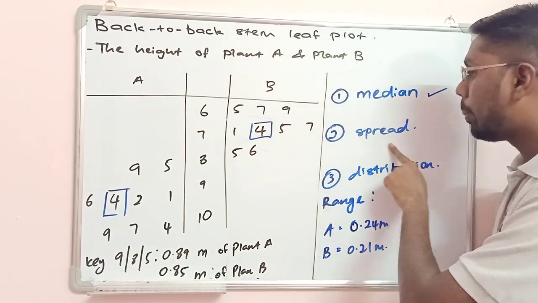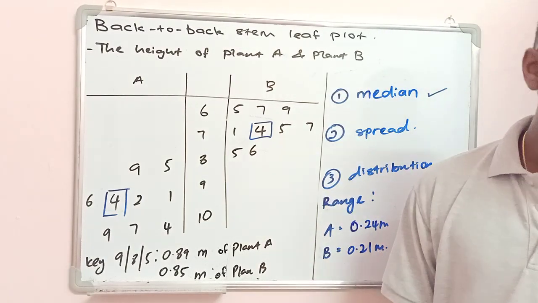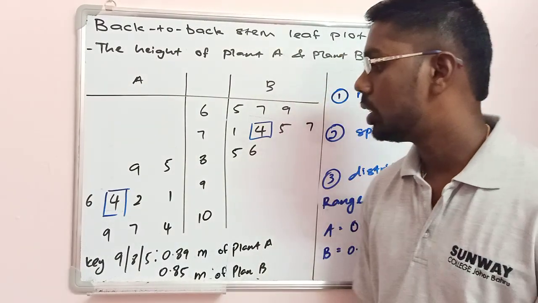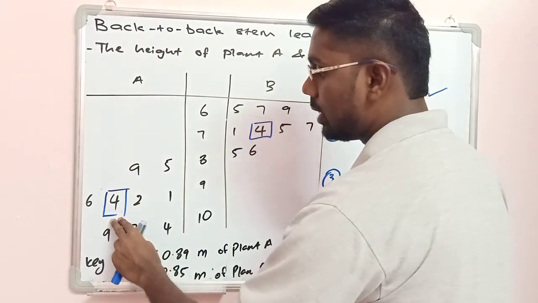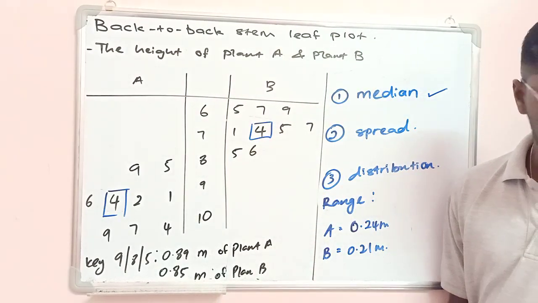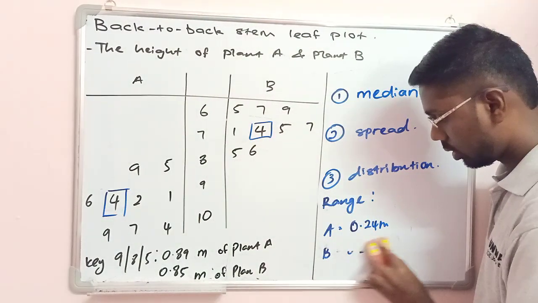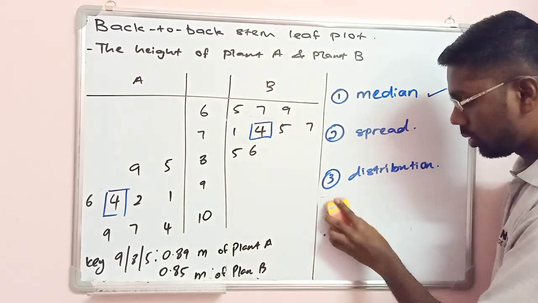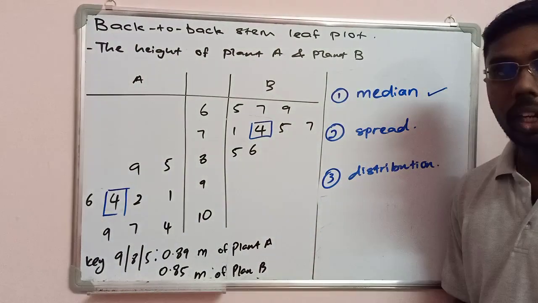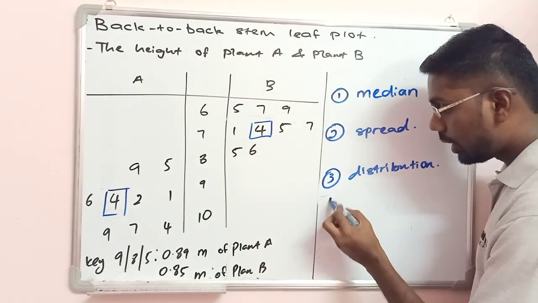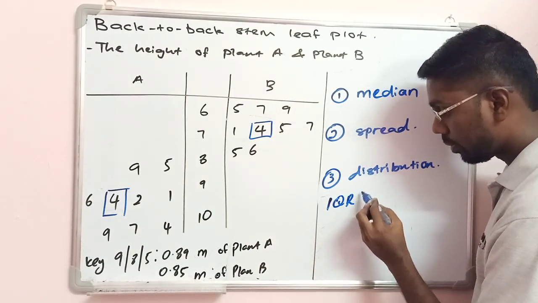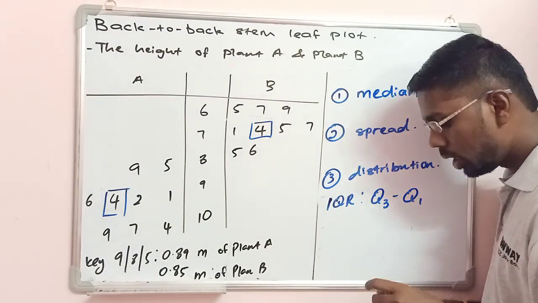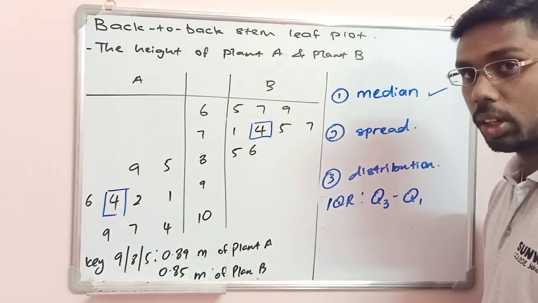So then we talk about the spread. And another way you can talk about the spread is by using interquartile range. So here, let's see, we need to find the interquartile range. So to find the interquartile range, it's going to be Q3 minus Q1, the third quartile minus the first quartile.